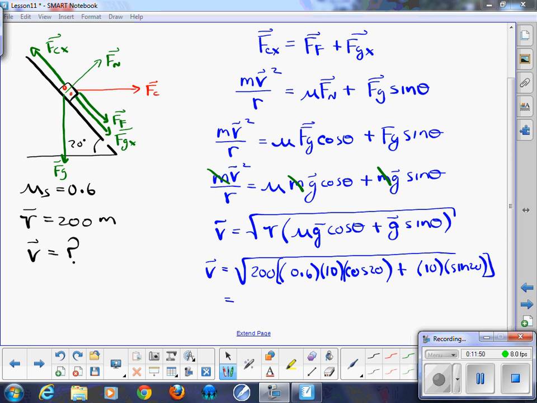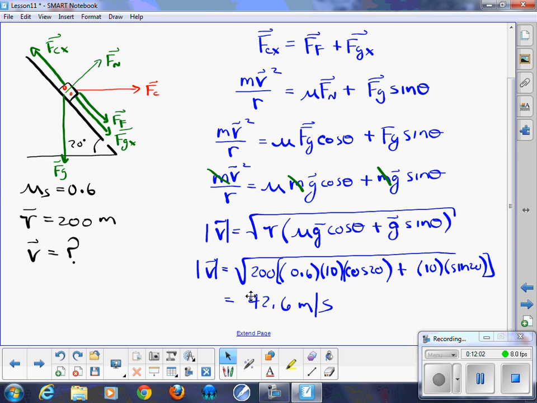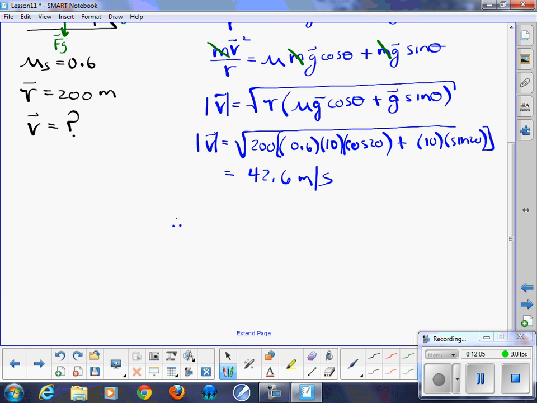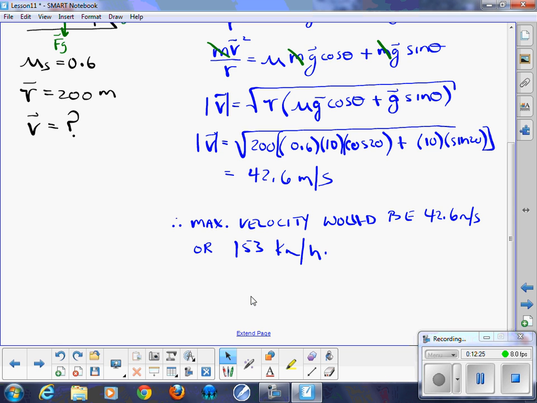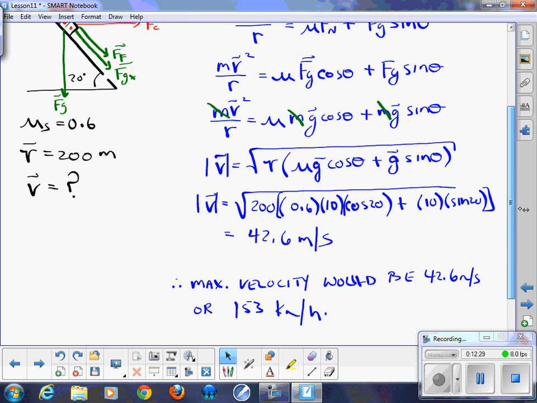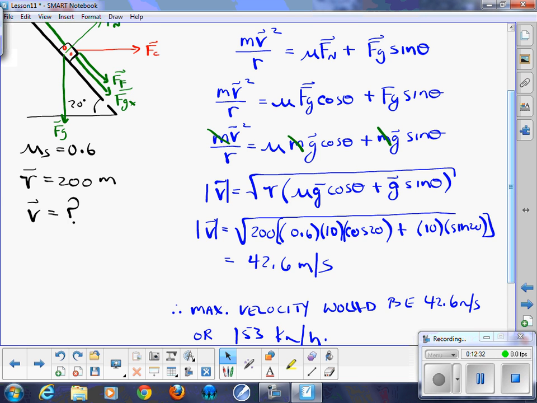When I complete that calculation, I get 42.6 meters per second. Okay, and that's a magnitude here. So I'll just put that in. That is our maximum magnitude. So therefore, max velocity would be 42.6 meters per second, which translates to about 153 kilometers an hour. And there's our calculations for this particular vehicle. So the mass did not play a role.